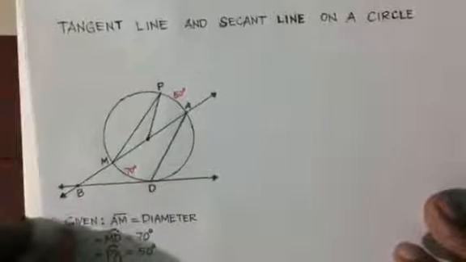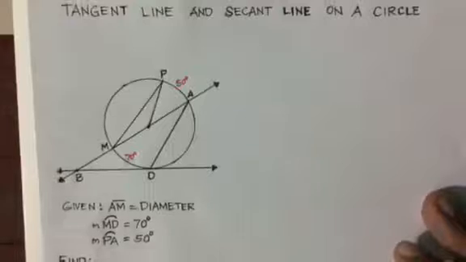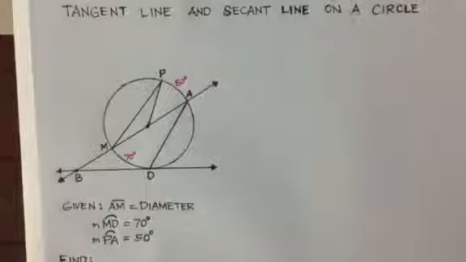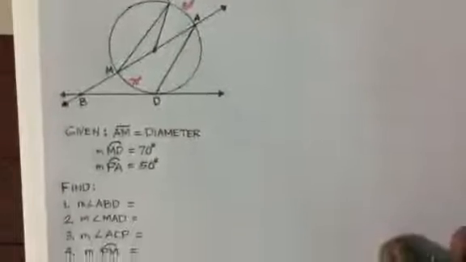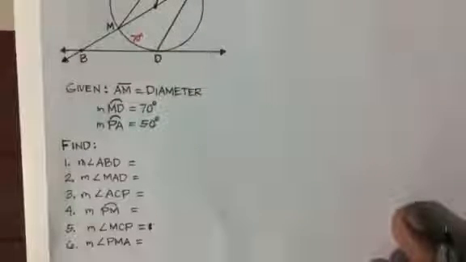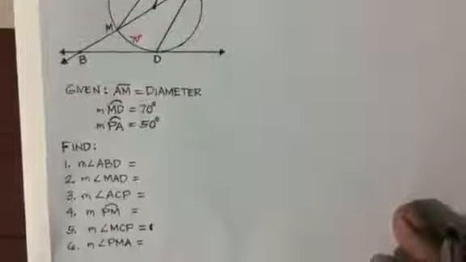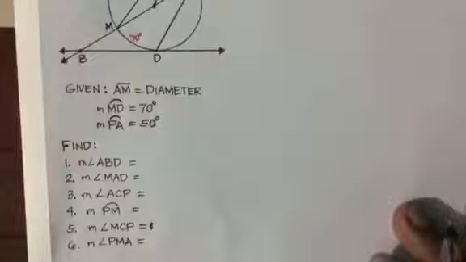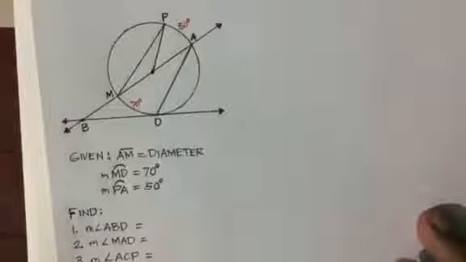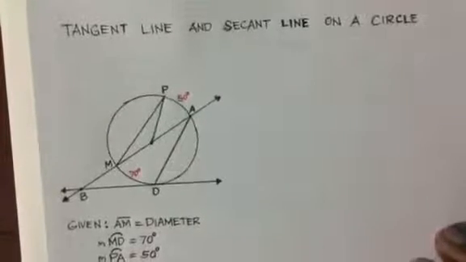Let's have the last illustration, all about tangent lines and secant lines on a circle. With this illustration, we are asked to find the measure of angle ABD, the measure of angle MAD, the measure of angle ACP, the measure of arc PM, the measure of angle MCP, and the measure of angle PMA. Let's first have the concept of tangent line and secant line.